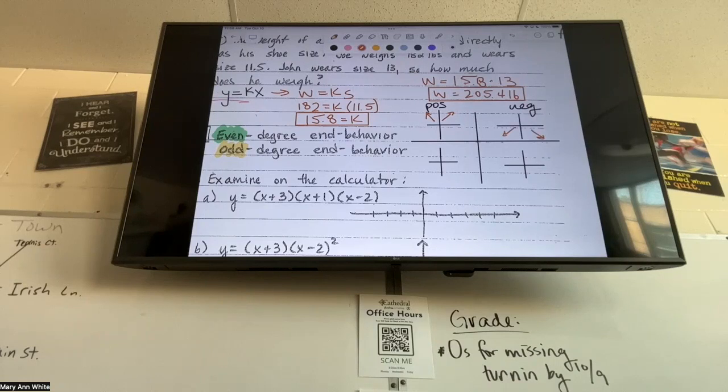Okay, odd end behavior is they're going in opposite directions. When it's positive, it always ends going up. So positive odd behavior will also end going up to the right, but it will have started down. So it will still go in opposite directions, but it's going to end upwards.